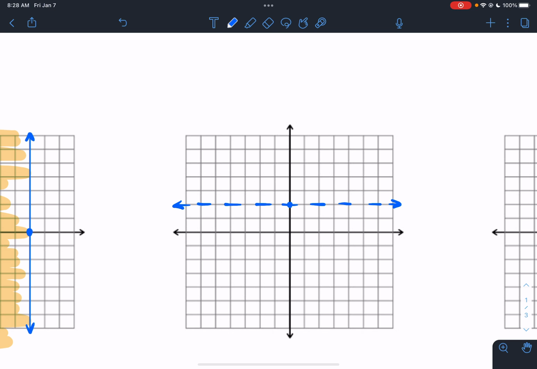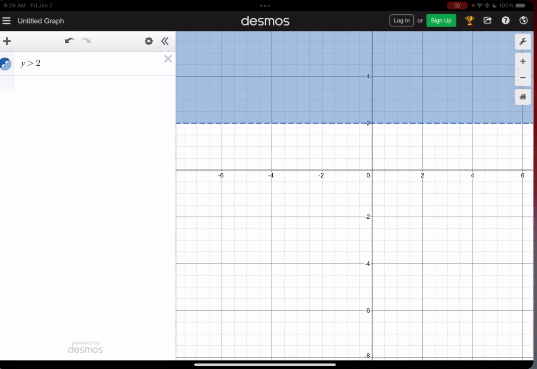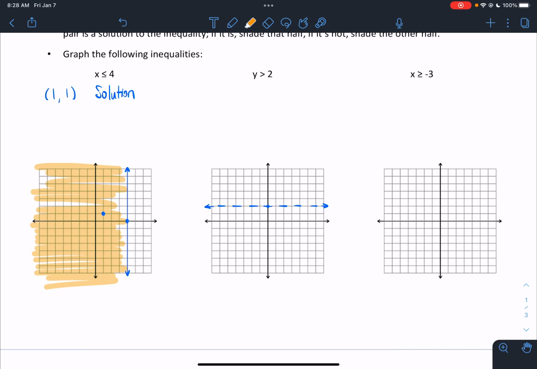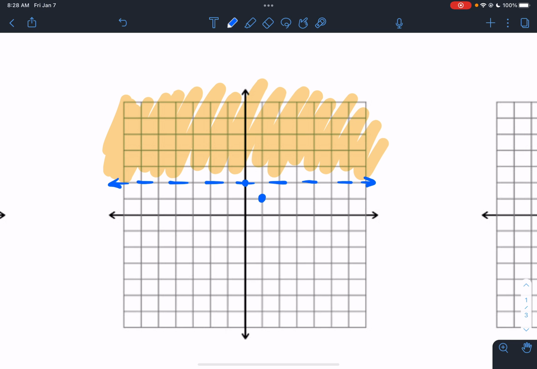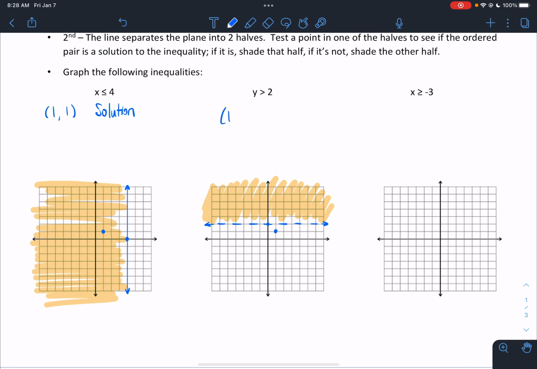Again, that continues on forever and ever. And then I am going to shade above my line. So everything that is above my blue dotted line ends up being a solution. And so again, I can put the ordered pair 1, 1 there. And I can say, is the ordered pair 1, 1 a solution? And I would say it is not a solution because it is not in my shaded region of my graph. Everything above my dotted line is a solution. Everything that is not shaded is not a solution.